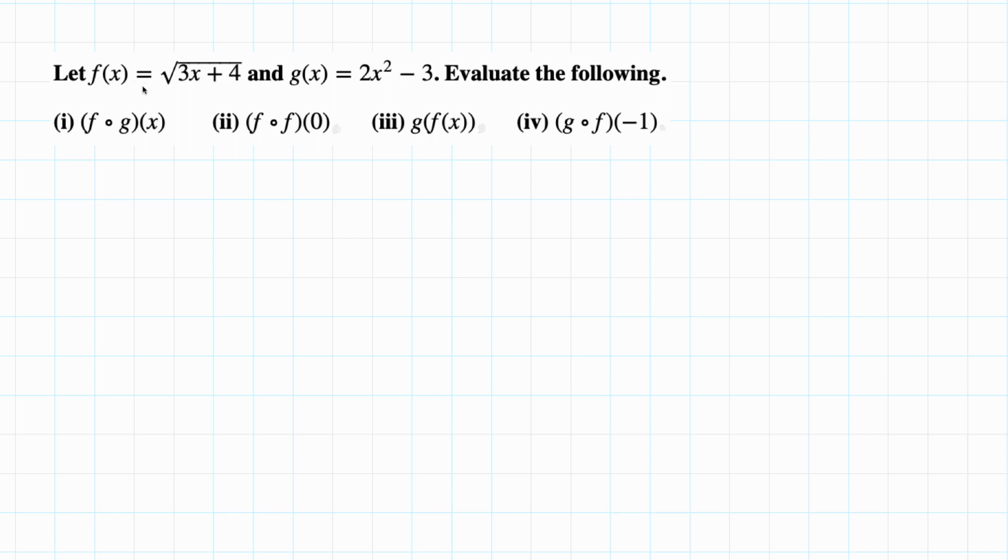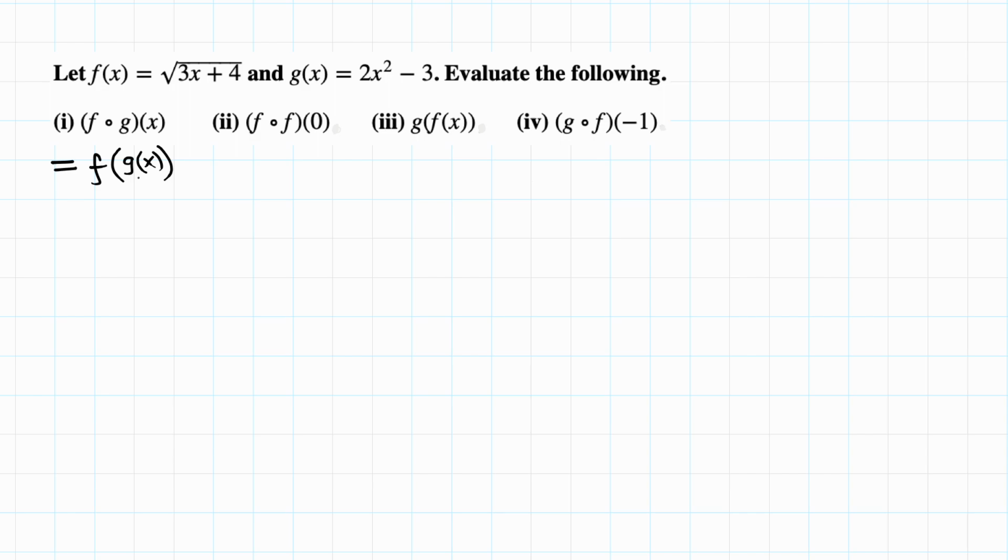Let f be given by the square root of 3x plus 4, and g is 2x squared minus 3. Evaluate the following functions. So f circle g of x is called the composition of f and g. Okay, it's not a product. So by definition, this is the same as f of g of x.